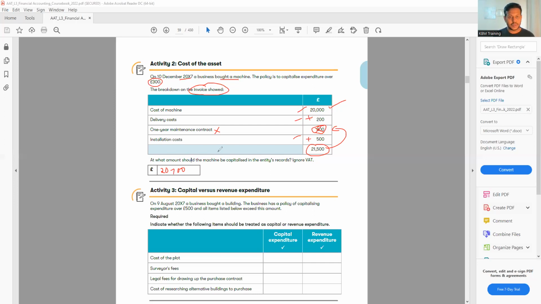Okay, let's move to the next one. Anyone have any question from this one? If you have any question, you can write it down or make a note. After the lesson, you'll be able to ask me any question you have. All right, let's move on.